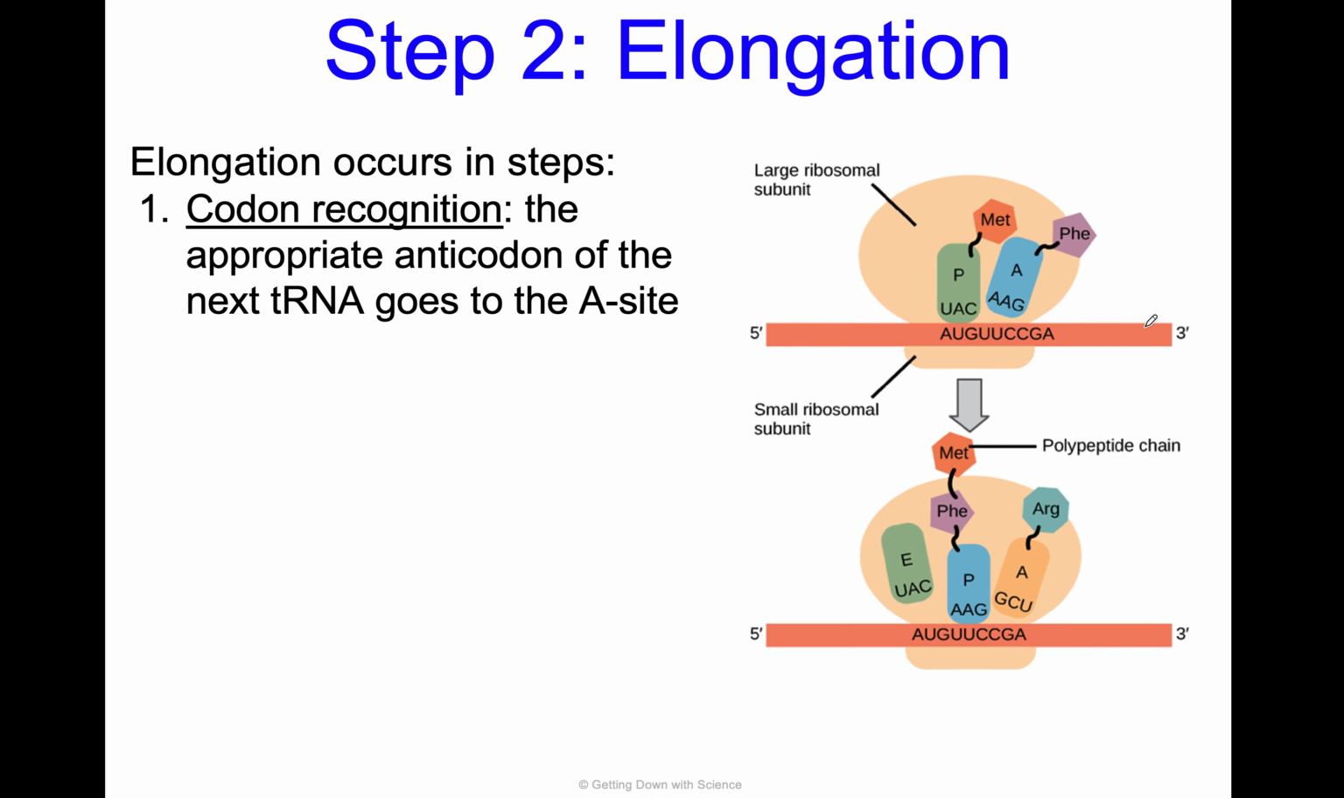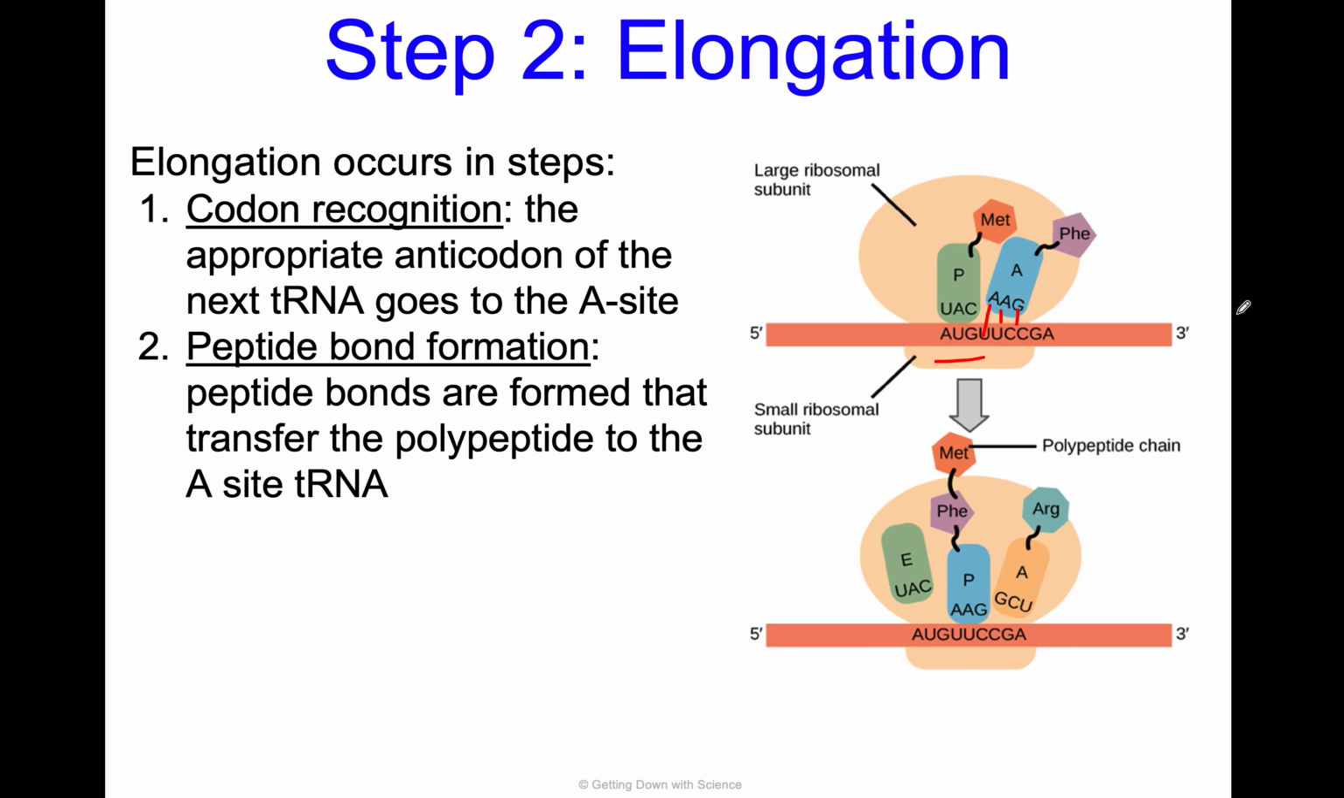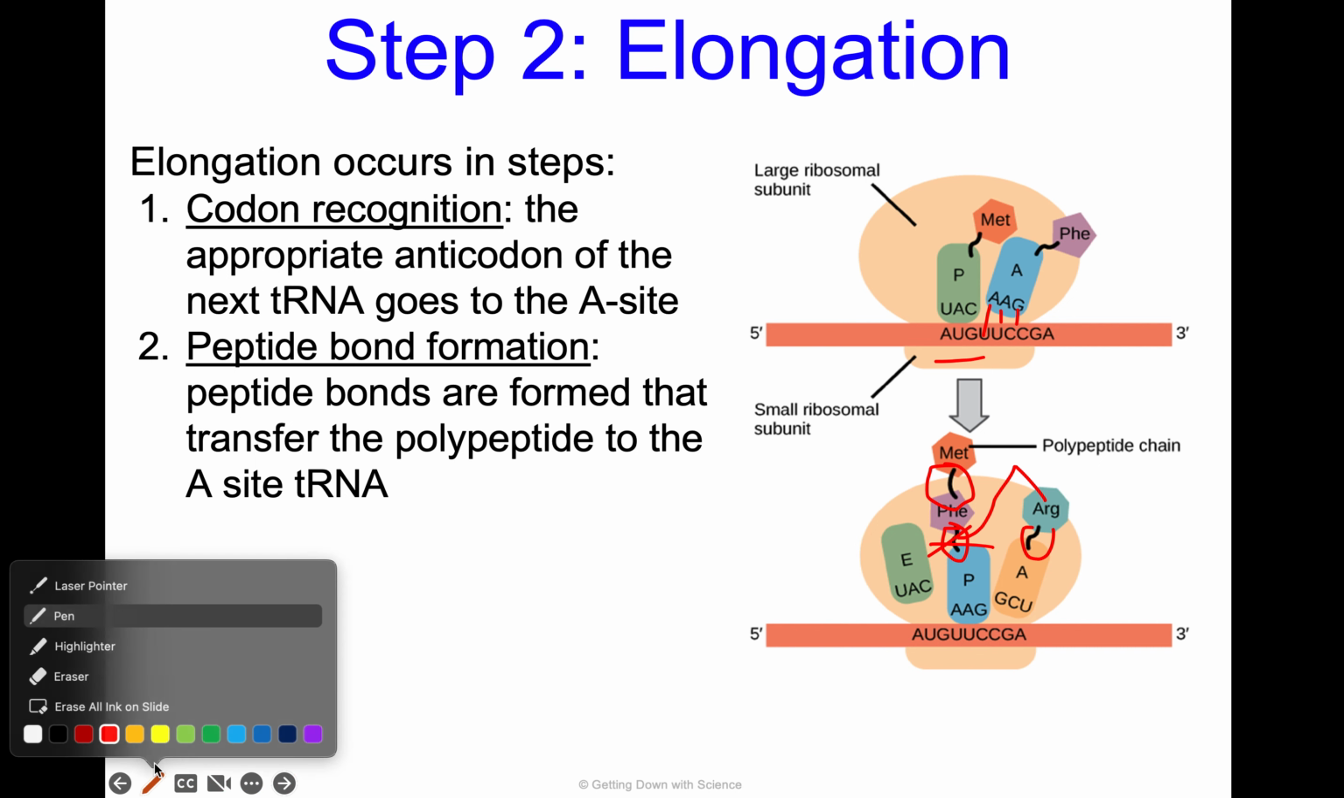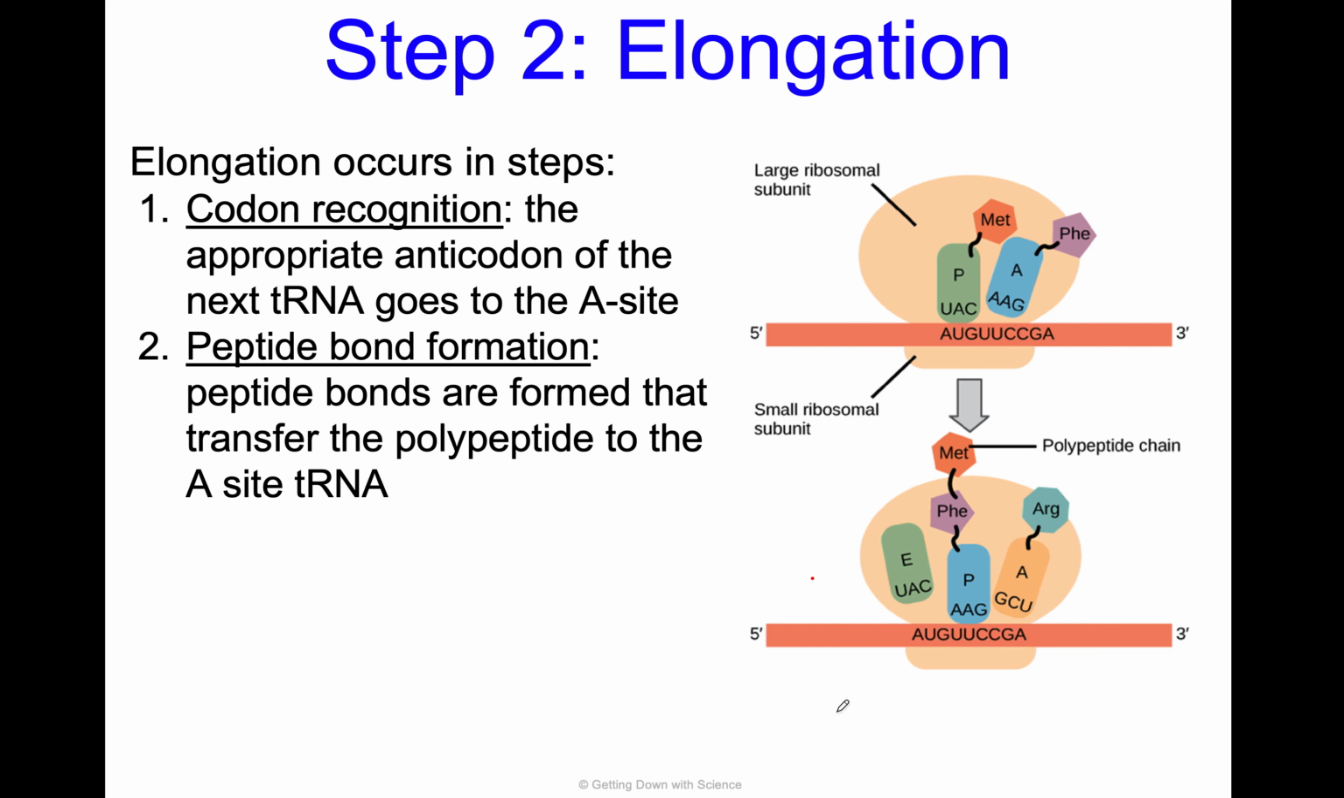So elongation occurs in steps. There's the codon recognition that goes into the A site. So you've got the start codon here, codon recognition. We're making sure that the A and the U and the A and the U and the G and the C match. Then a peptide bond forms. Remember, this is a polypeptide. They form peptide bonds. All right, so a peptide bond is formed and it transfers that polypeptide to the A site tRNA, right?